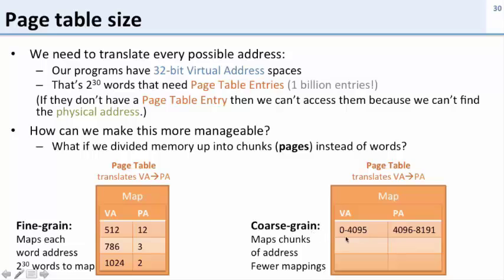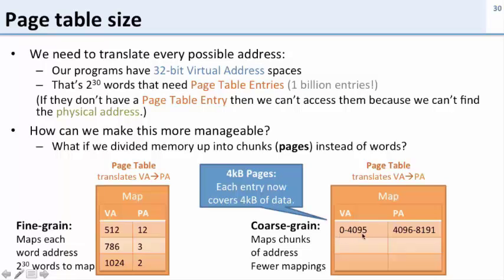So here we have a whole page. We're saying that virtual addresses 0 through 4095 are going to map to physical addresses 4096 to 8191. So now instead of one entry in our page table mapping one word, one entry is going to map this whole chunk of memory. And we're going to call this chunk of memory a page. In this case, we have these 4 kilobyte pages, so each entry in our page table now handles 4 kilobytes of data.